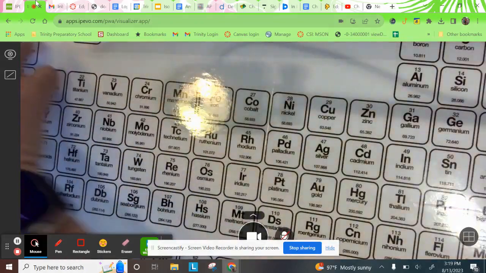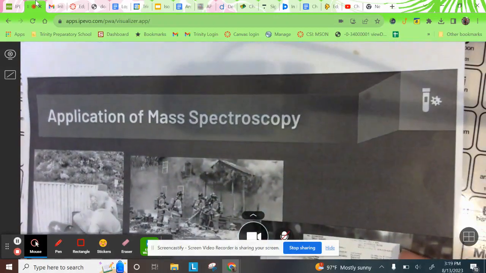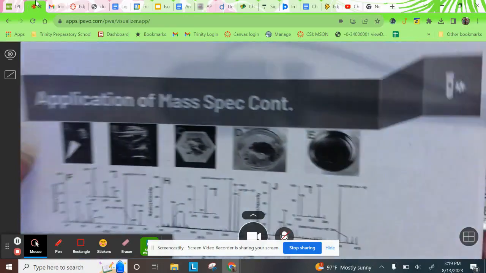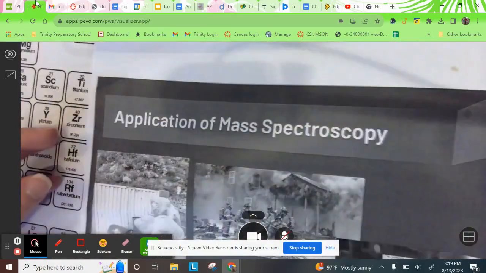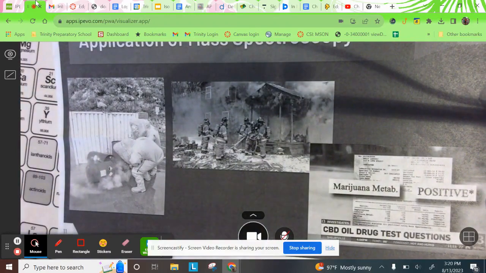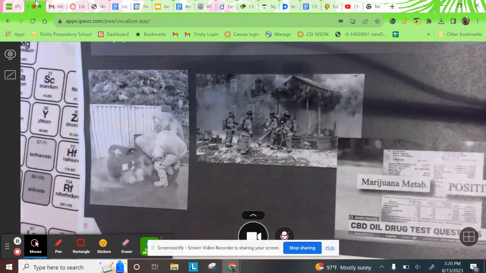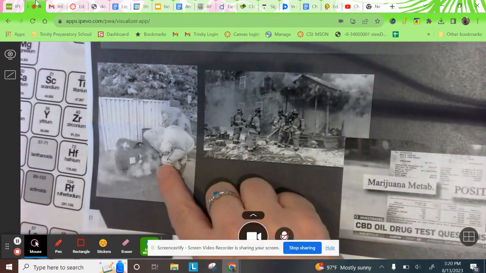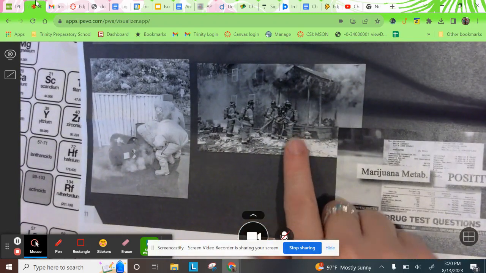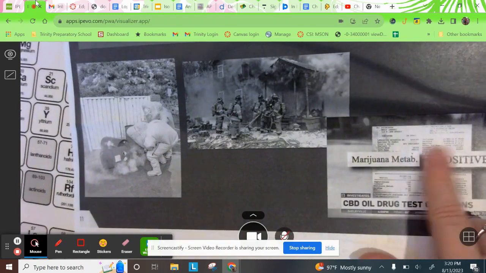And that is that. The last slide that I want to show you, well, one of the last slides, I don't know which order this is in actually. So I want to talk about the application of mass spectroscopy. So if you look at these pictures here, there's some hazardous waste here. There's some firefighters working on a building. And this is a printout of a drug test.